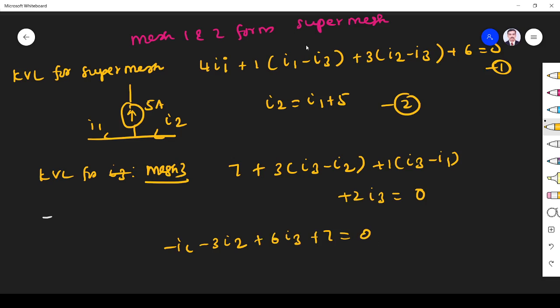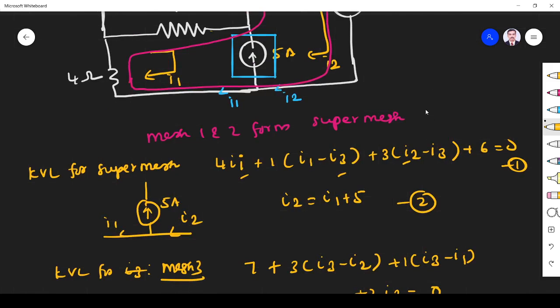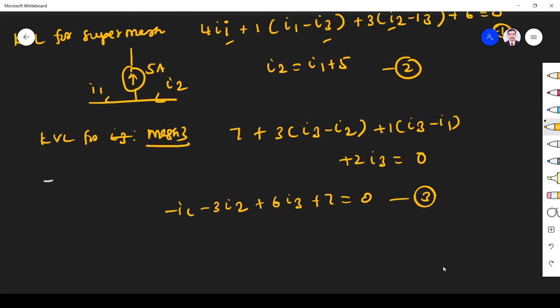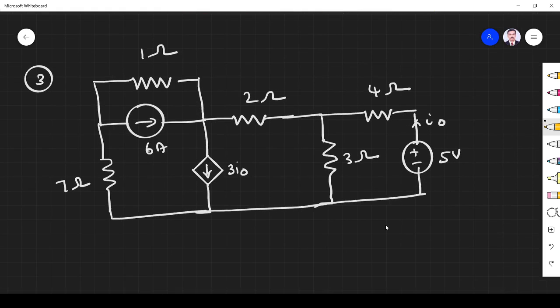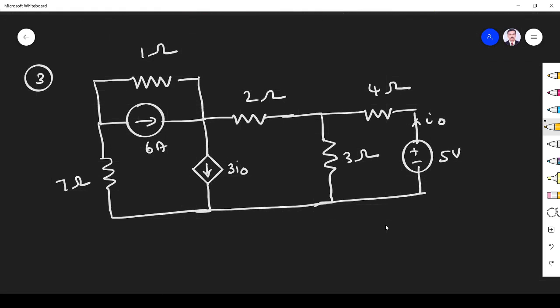Now you see we have 3 variables I1, I2, I3 and 3 equations. This is 2, right? So third equation. So 3 variables, 3 equations, we can solve the problem. Fine. As per the system of linear equations, we can solve this problem. Okay, later we will do that. First we write the equation. So for this I have to write KVL equation.